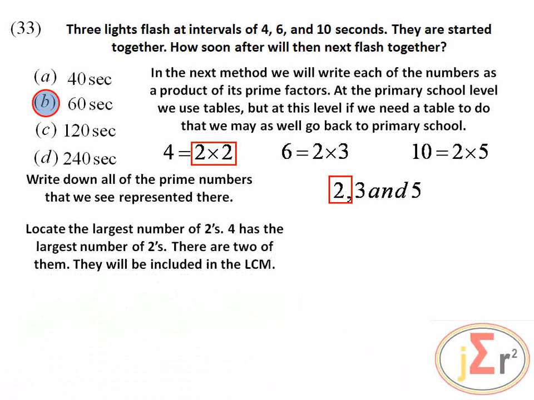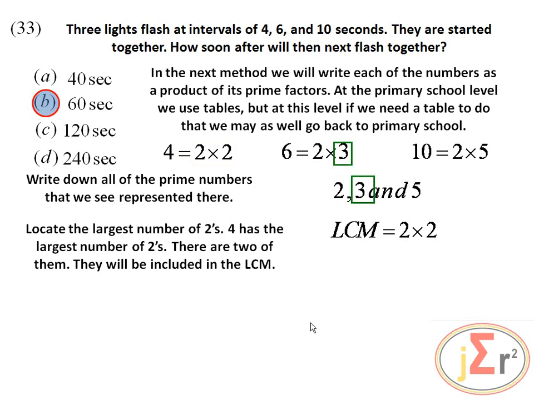Locate the largest number of 2's in the product of prime factors. So locate the largest number of 2's. 4 has the largest number of 2's. There are 2 of them. They will be included in the LCM. So the LCM will begin with 2 multiplied by 2.